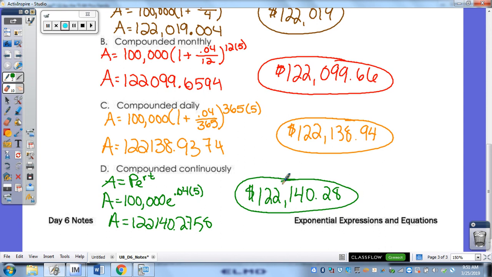So if you're given a choice, you'd want to go with compounded continuously. You're going to end up with the most money in the long run there.